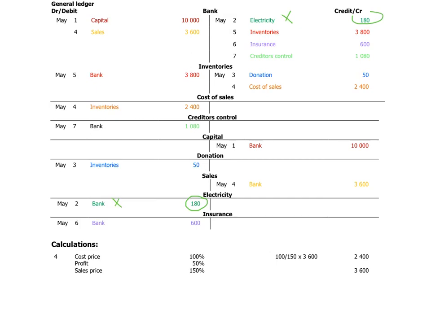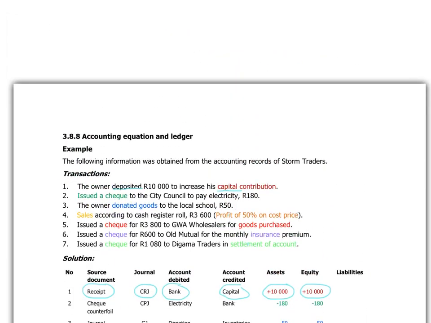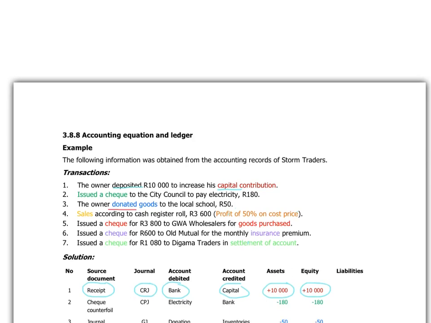If we look at transaction number 3, the owner donated goods to the local school. Although the owner donated, the goods were donated on behalf of the business. So the one account that we will use will be donations to show that it is expense for the business. Inventory will also be affected because goods were given to the school as a donation.